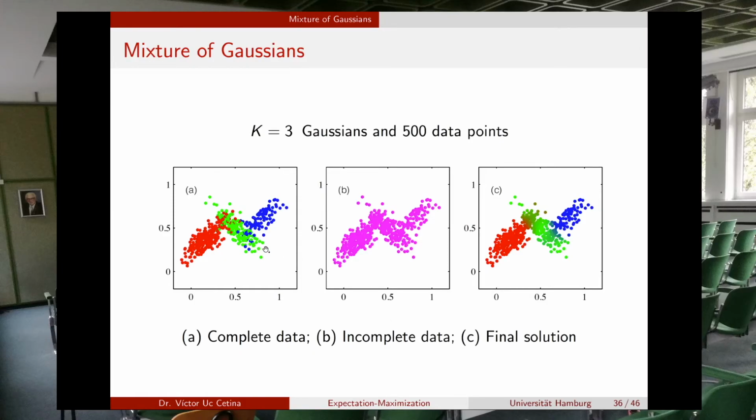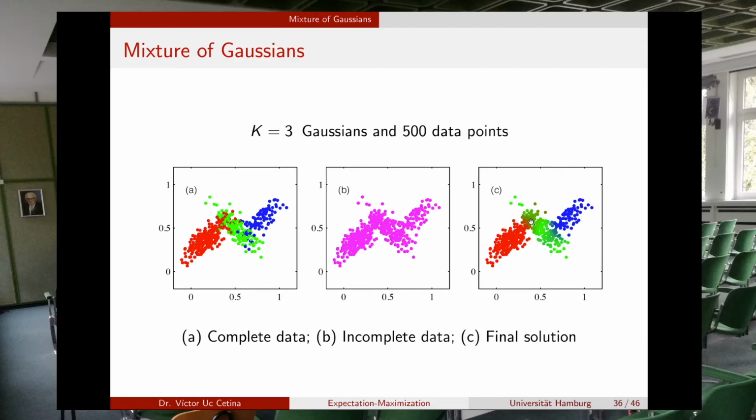So this is an example of a mixture of Gaussians with 3 Gaussians and 500 points. These 500 points were generated from 3 different Gaussian distributions, red, green, and blue. Initially, of course, we don't have the labels, so they belong to the same group. And after you have run the mixture of Gaussians algorithm, this is the solution it is giving you. And as you can see, it is not perfect.